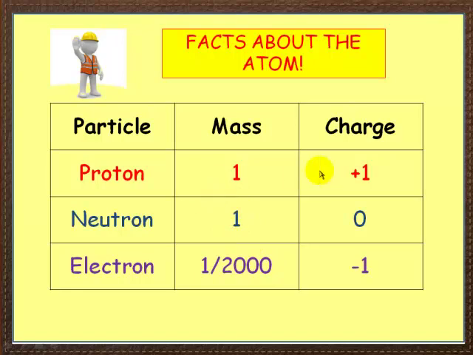In terms of charges, protons are positive. Think about this: proton, positive. Neutrons are neutral. They have no charge. Electrons are negative. You got that? You should be able to, when you finish this video, reproduce this table here without any problem at all, with all the details here about atoms.